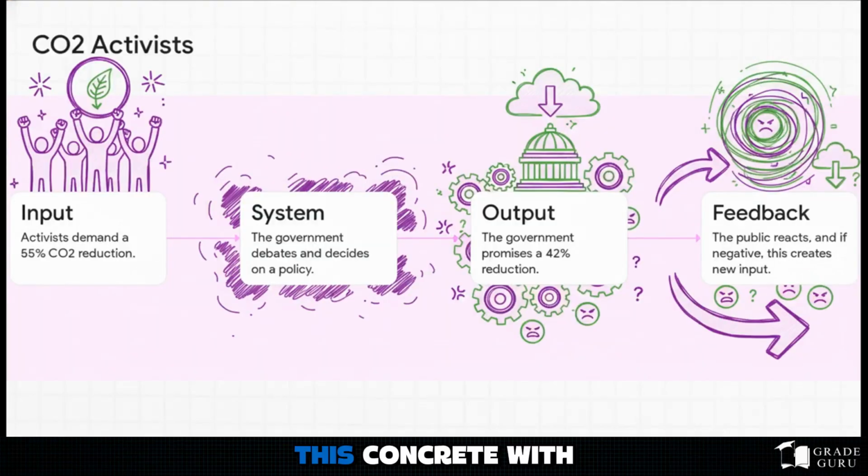Okay, let's make this concrete with an example. Imagine a group of activists is demanding a huge 55% cut in CO2 emissions. That's the input. It goes into the system. The government debates it, there's back and forth, and so on. The output? The government promises a 42% reduction. Now what happens next? Feedback. If the public is thrilled, great. But if they're angry and say that's not enough, well, that negative feedback creates a brand new, even stronger input, and the whole process has to start again.